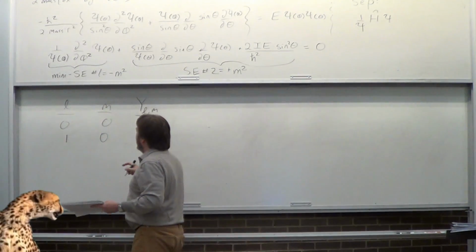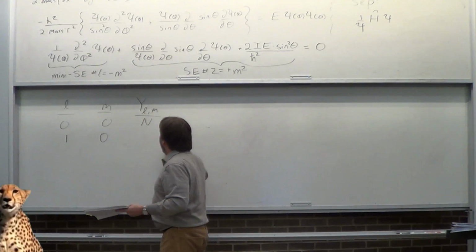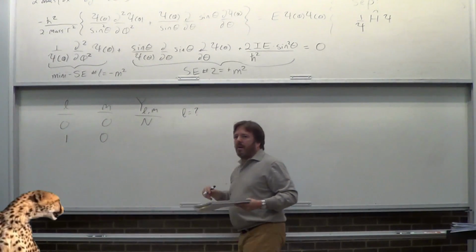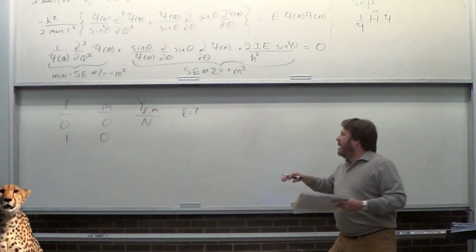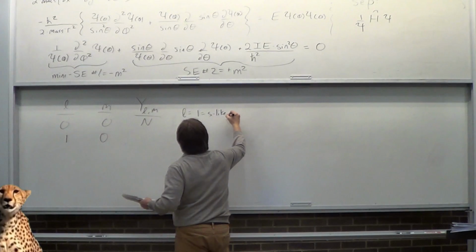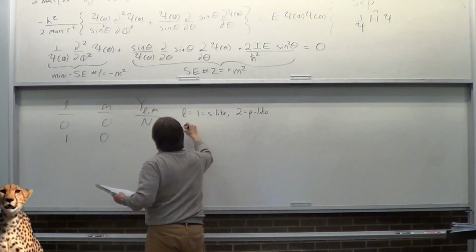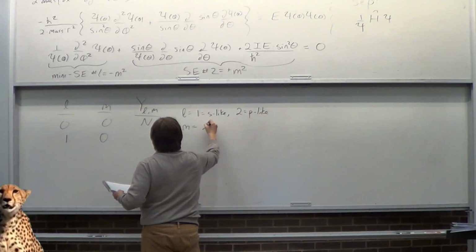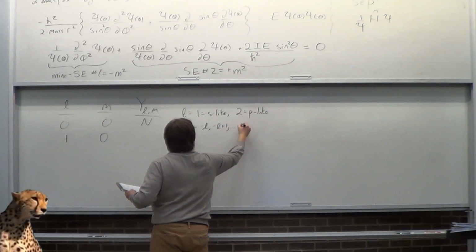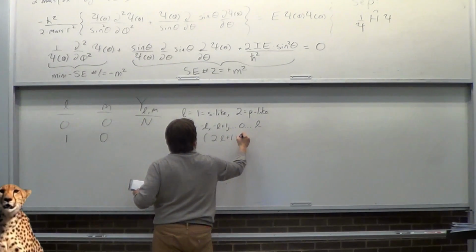I'll write down the energy in a minute. And the number of degeneracies is due to the play of M and L off each other, where L is whatever, right? So L of 1 is S-like, 2 is P-like. Yada, yada, yada. M is minus L, plus 1, dot, dot, dot, 0, dot, dot, dot, L. So there are 2L plus 1 degeneracies.